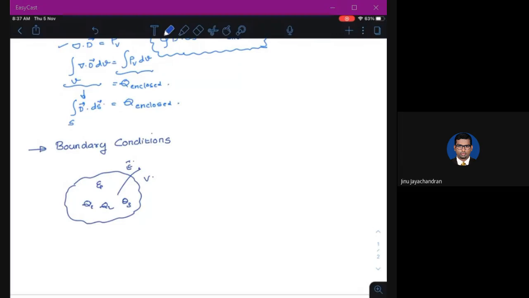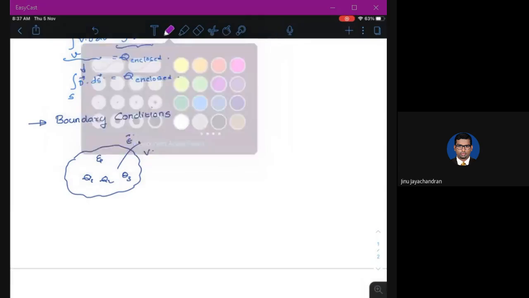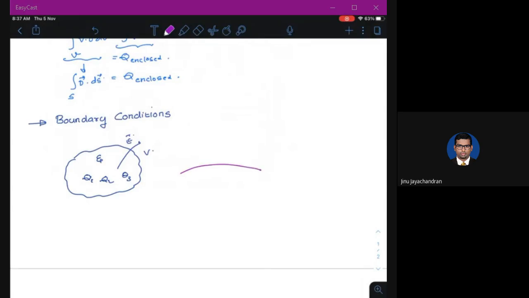But in a practical scenario, you will not have a single medium. Instead, the medium might be combined with a different medium. For example, I have a medium here like this. Let's say this is some dielectric. Okay. And it might be interfaced with a conductor.